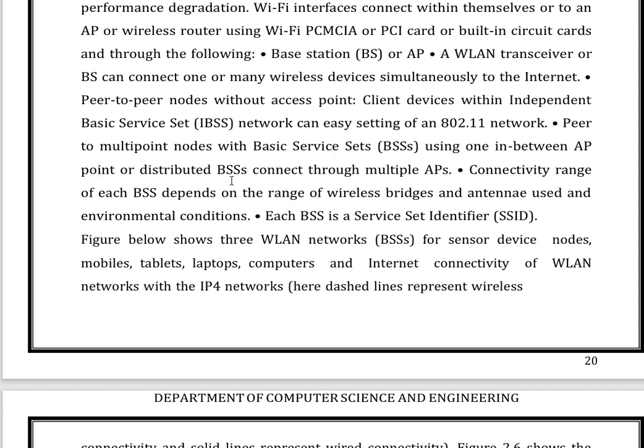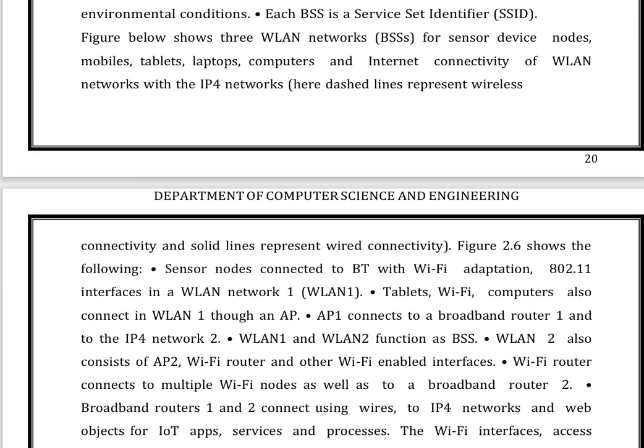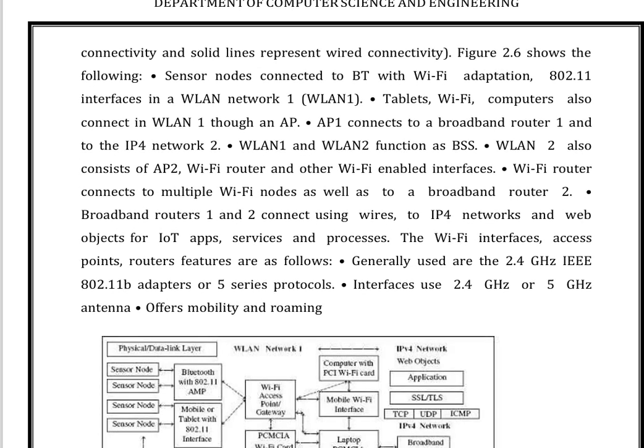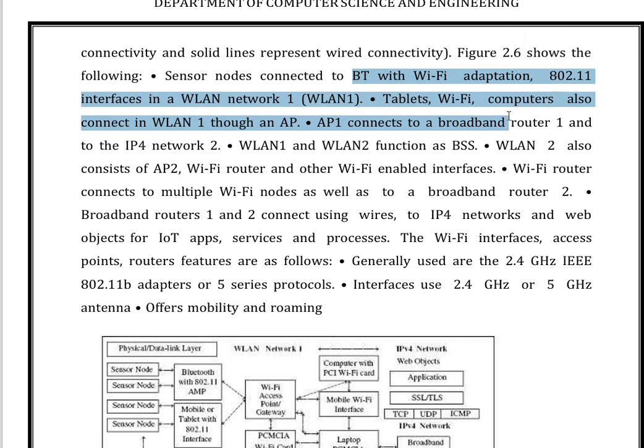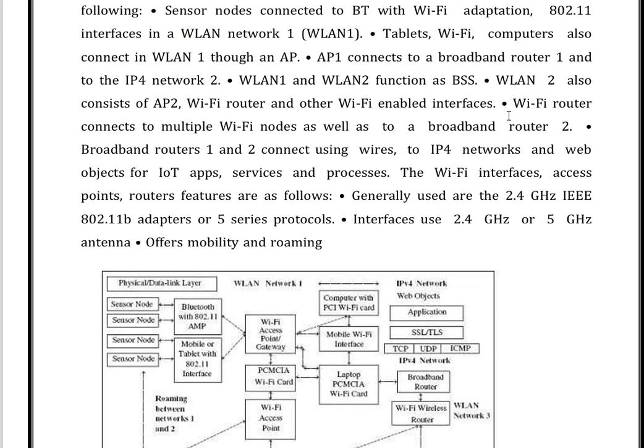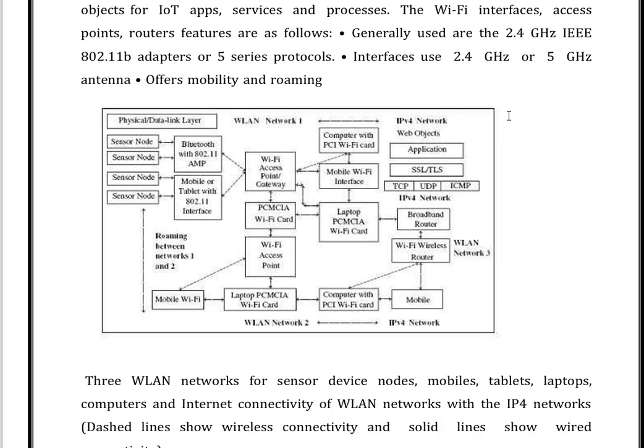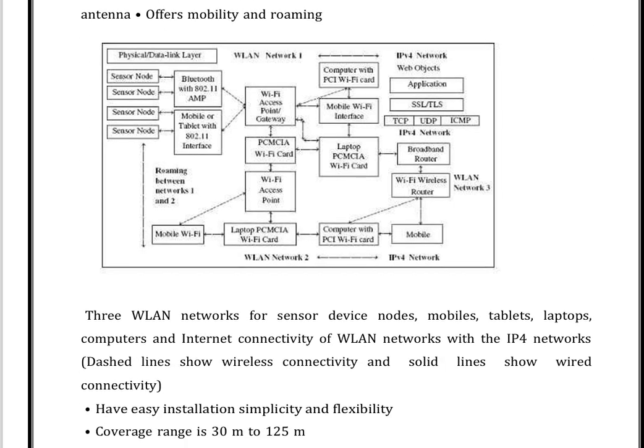The figure below shows a WLAN network with BSS sensor device nodes, networked with an IPv4 network. You can see the tablet, Wi-Fi, computer, BSS, all those things. But let's see what the diagram is showing us. Physical layer, Bluetooth, mobile devices, laptop, Wi-Fi, TCP, UDP, ICMP.